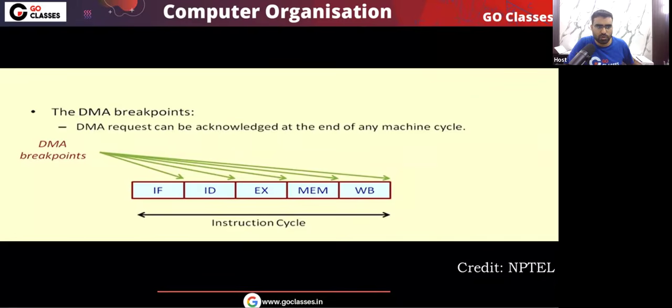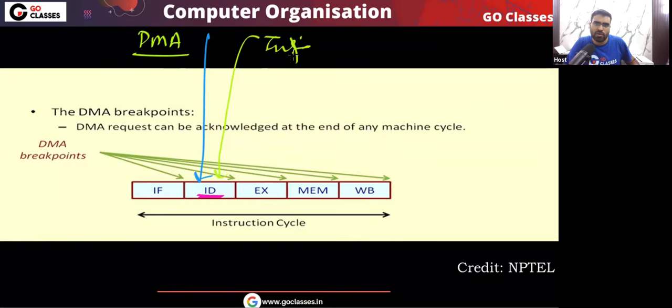For example, two things I'm telling you. Let's assume that when the CPU is in the ID stage, a DMA request has come. Please focus. Also, an interrupt request has come. Now remember what will happen.